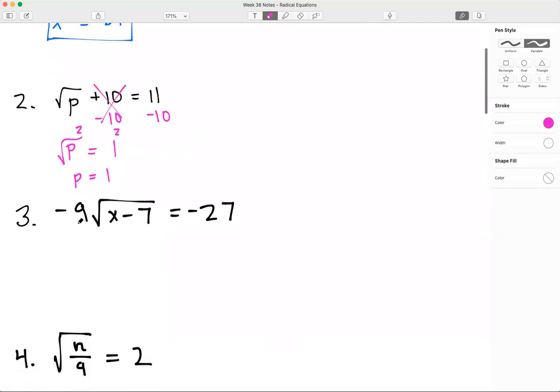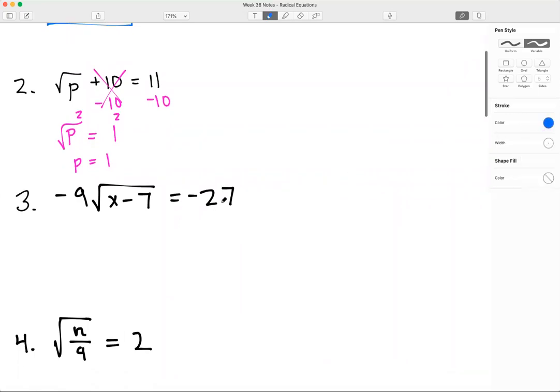Number 3, negative 9 times the square root of x minus 7 equals negative 27. So like I said, we need to get this radical by itself on one side. We got to get rid of this negative 9 here. It's being multiplied by the radical. There's a multiplication sign there. So what we're going to do is divide by negative 9. But now we have square root of x minus 7 equals 3.